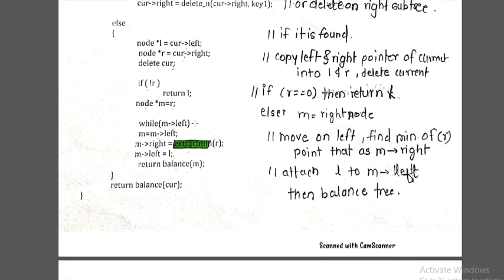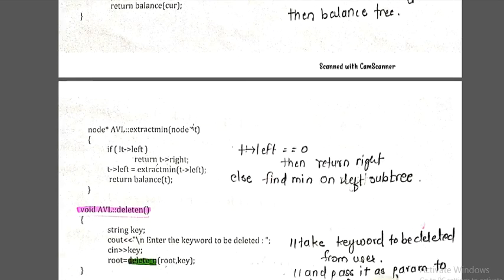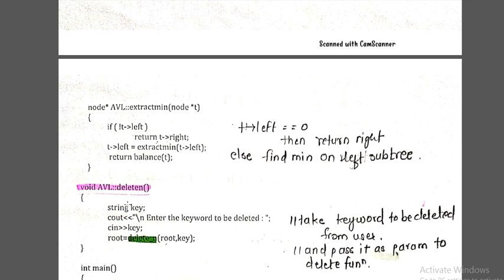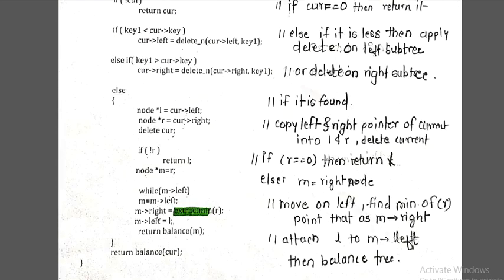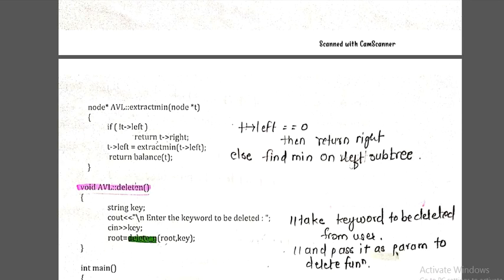But for this delete, from where are we expecting the key? For accepting the key, we are using the deleteN function. This deleteN will accept the key which is to be deleted from the user, and that key gets passed as a parameter to the delete function. So the deleteN function is called over here, and it is called in the main function. In this way we are performing the deletion.